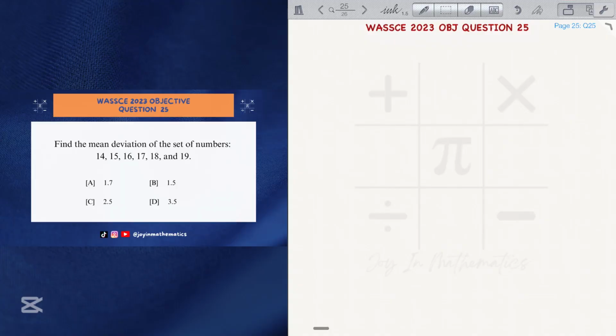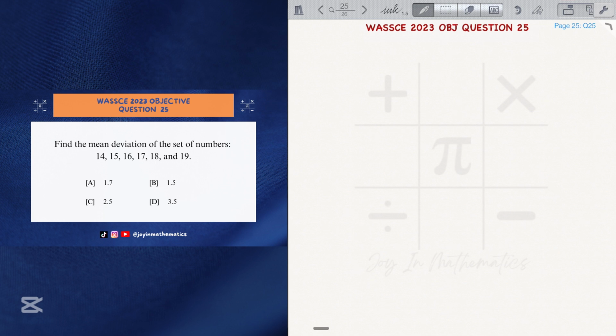Now we have a very interesting question here. WAEC 2023 objective question 25. The question asks us to find the mean deviation of the set of numbers 14, 15, 16, 17, 18, and 19. So what is mean deviation? What is standard deviation? What is variance? And the rest, what is even mean? So this is a set of ungrouped data.